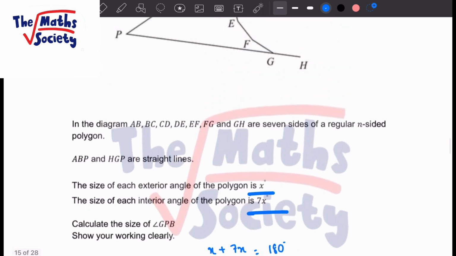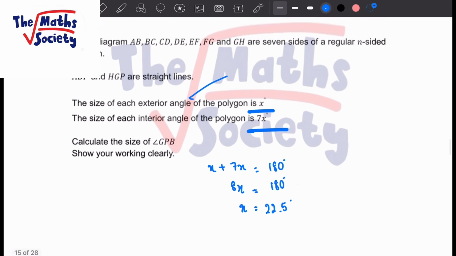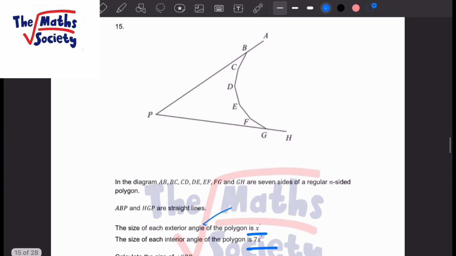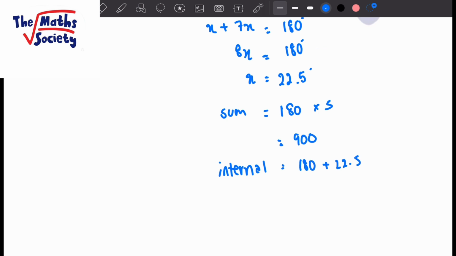And so we already know what x is, basically the exterior angle is x, and we can see that if we want to know the sum of it, it's going to be 5 sides, so we just multiply it by 5, which is the sum of the exterior. That would be 180 multiplied by 5 of all the totals, so that would be 900. And we want to know the internal, we just have to add 180 plus 22.5, so that's going to end up to 202.5 degrees.